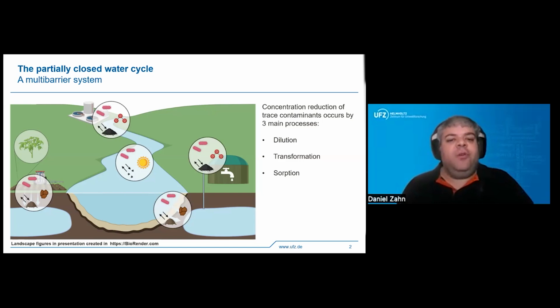And if you have a closer look, all those processes seem to depend on two mechanisms. On the one hand, transformation, which doesn't work too effectively for persistent chemicals. And on the other hand, sorption processes, which are often not too effective for mobile chemicals. So PM chemicals combine all the qualities to break through these barriers and therefore spread quickly in the water cycle.